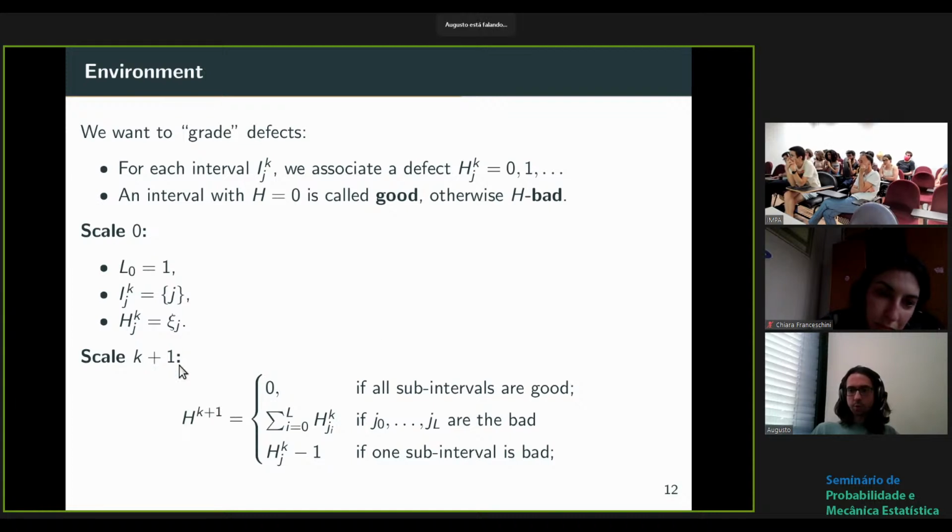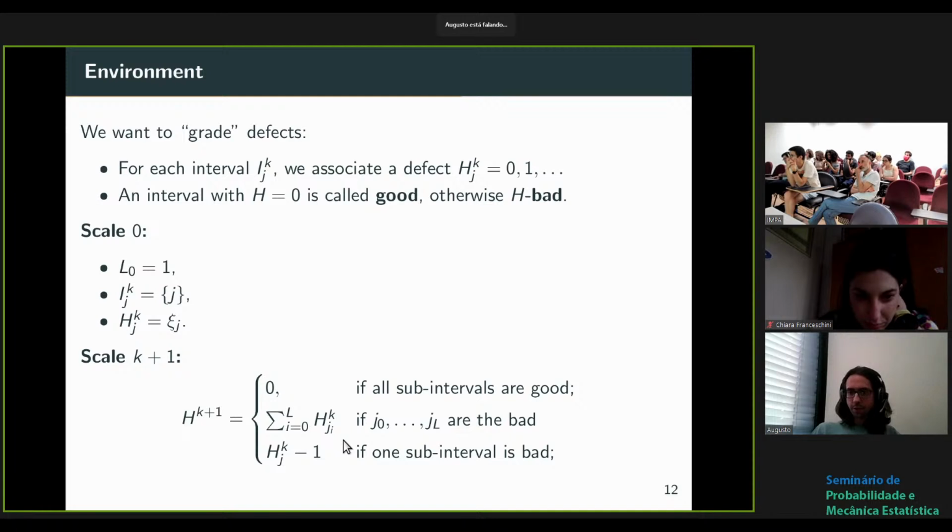And how do we go from one scale to the next? It's what I showed in the last slide. So if all the sub-intervals, the 500 of them, are good, we say that the next scale is also good. No surprise there. If they have defects, let's say J0 up to JL, and all these guys are bad, these are the scores they get. Then the big scale is going to sum the scores of its children.